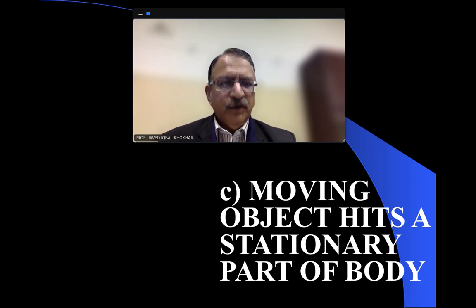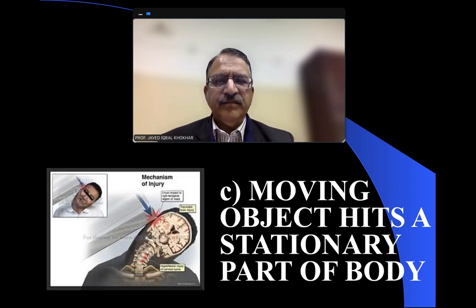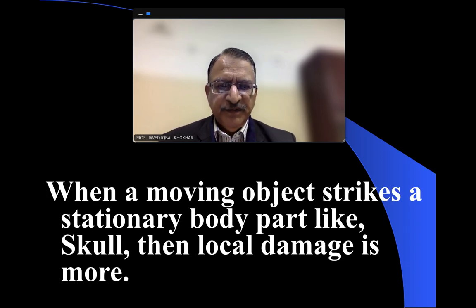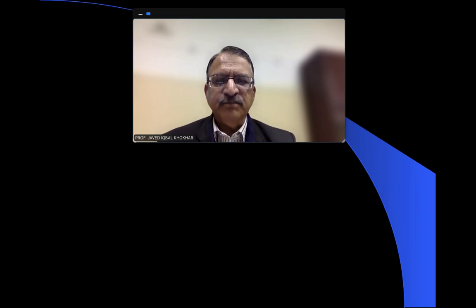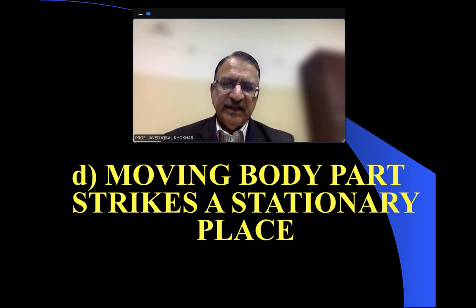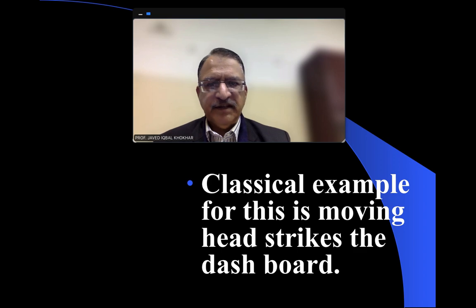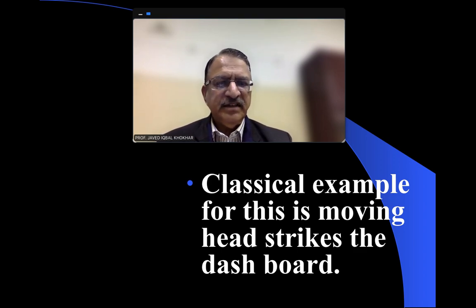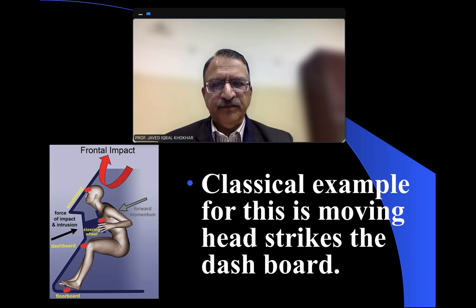If a moving object hits a stationary part of the body, when a moving object strikes the stationary part like the skull, then the local damage is much more. Now, a moving body part strikes a stationary place. Now the body is moving and it is striking a stationary place. The classical example of this is when the head strikes the dashboard or the windscreen.